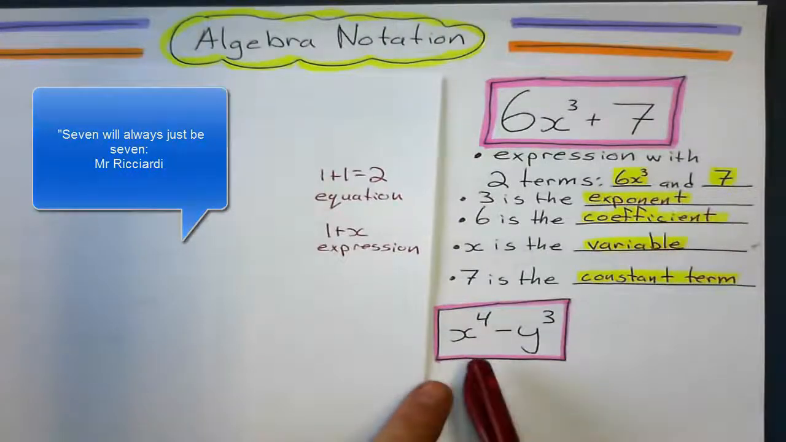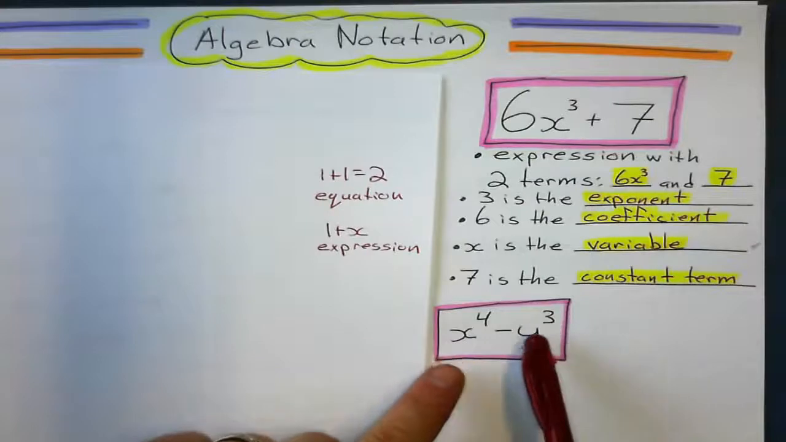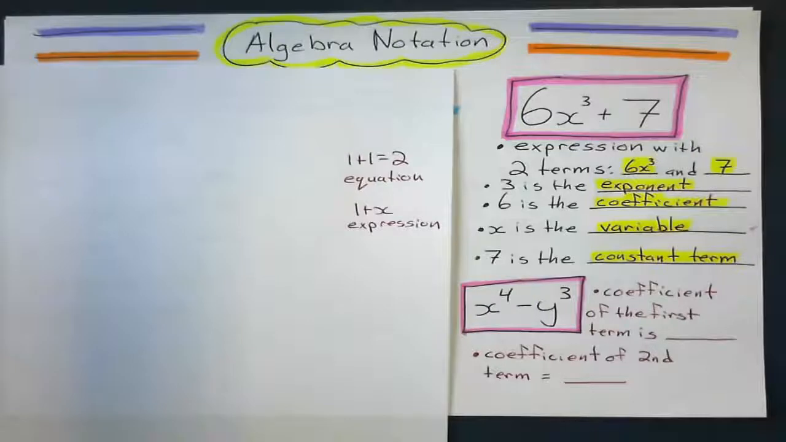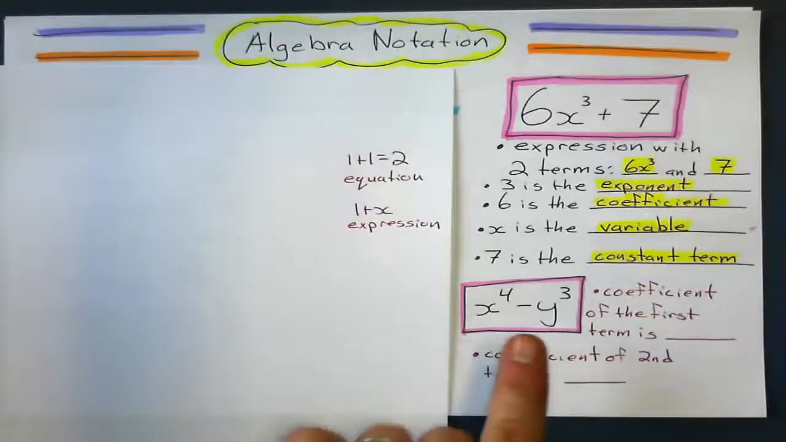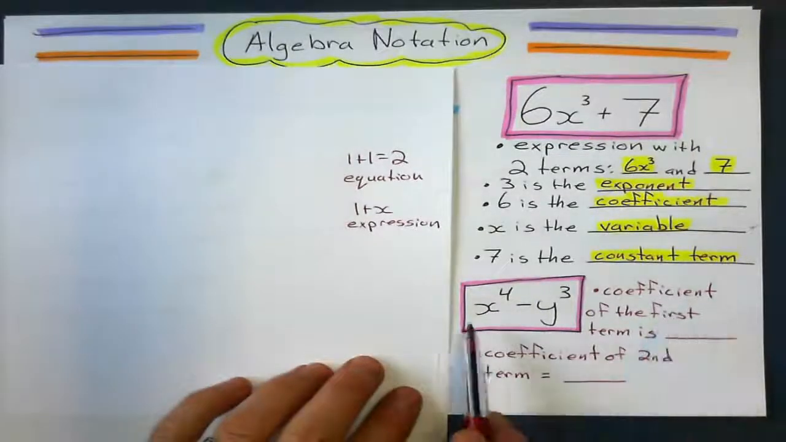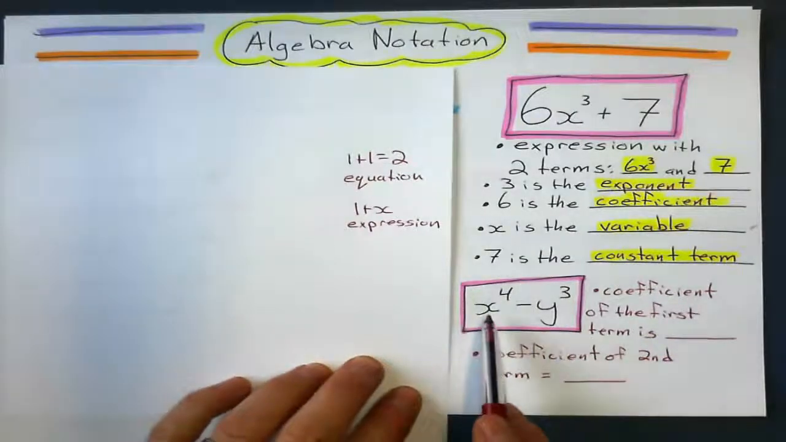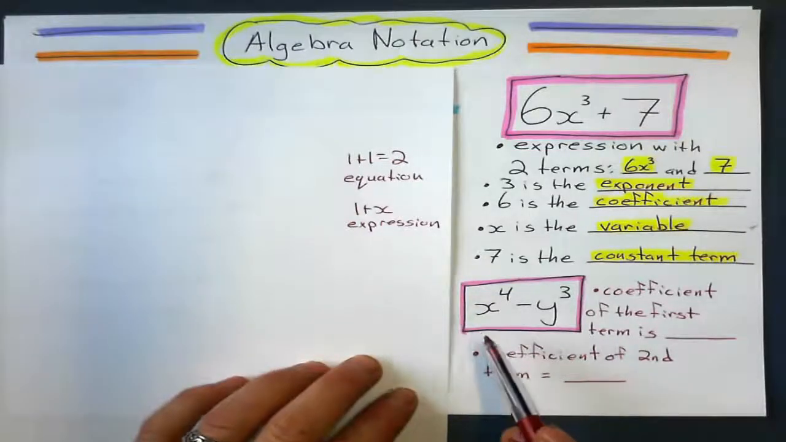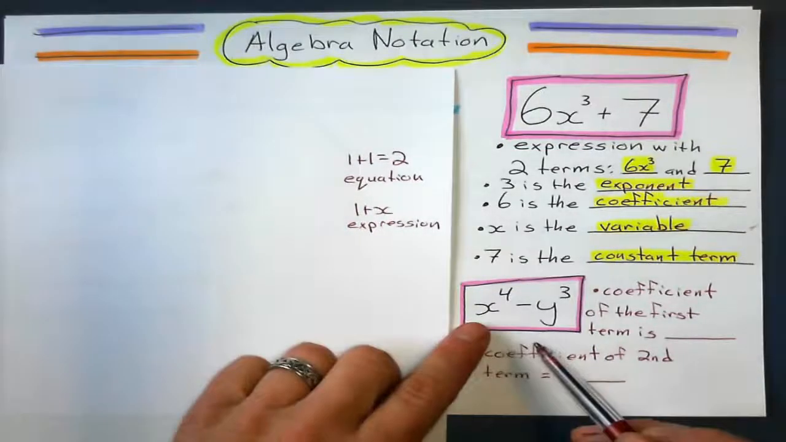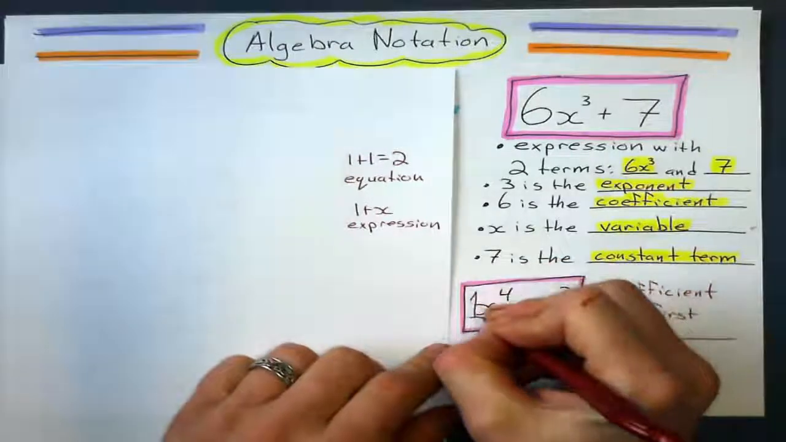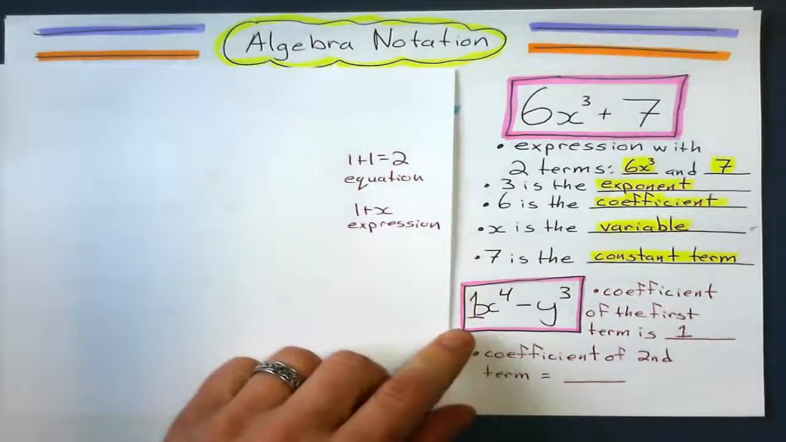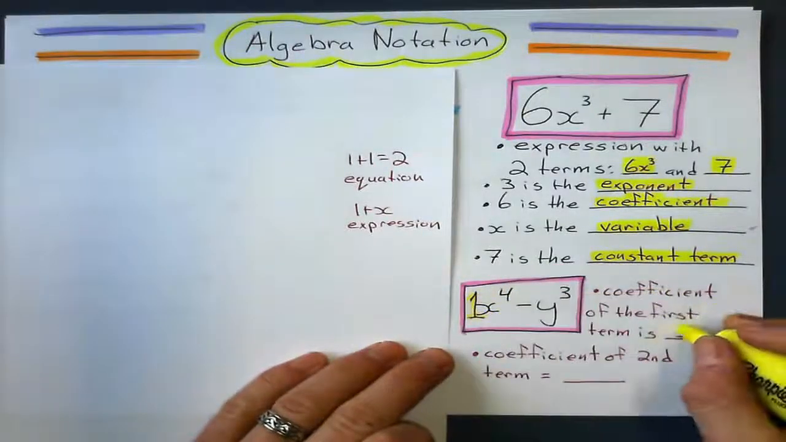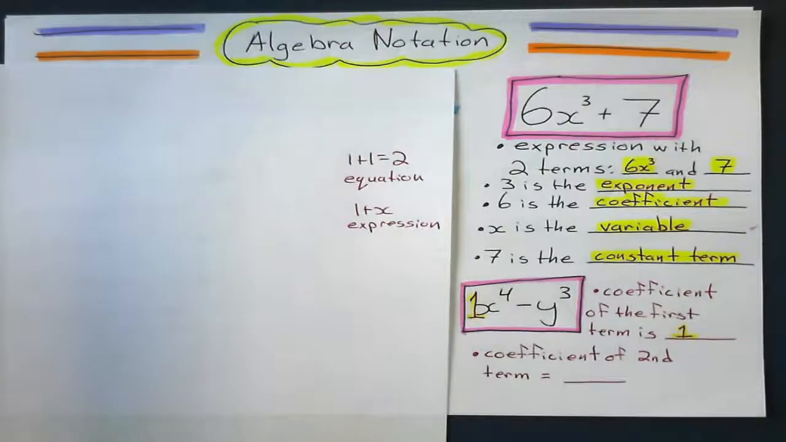So this expression here, I just want to go over this guy, x to the 4th minus y cubed. I want to know the coefficients of both those terms. Okay, so suppose I say I've got this expression, and I want to know the coefficient of that first term. Well, the first term is x to the 4th, and there's no number in front of it. And when there's no number in front of that variable, it's like an invisible coefficient. It's an invisible coefficient of 1. So even though it's not there, we have to assume that there's a 1 there.